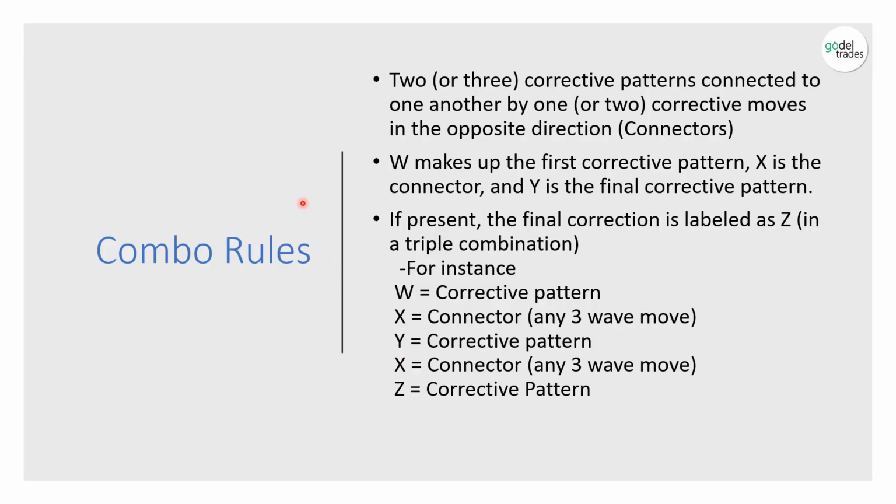Some of the rules of a combination: essentially a combo is 2 or 3 corrective patterns connected to one another by 1 or 2 corrective moves in the opposite direction. Those are often referred to as connectors. So W makes up the first correction, X is the connector, and Y is the final corrective pattern. If there's a triple combination, you've got W as your corrective pattern, X is your connector, Y is your corrective pattern, X is your connector, and Z is your corrective pattern.